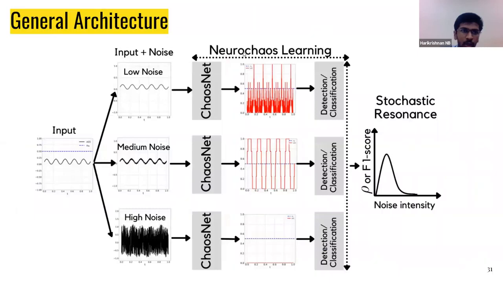So this is the general architecture of Neurochaos Learning. They have an input and a threshold, and I'm adding noise to the input and passing it to the chaos net. Based on three kinds of noise, low noise, medium noise, high noise, I can see that for a medium noise, the detectability or the classification is high.